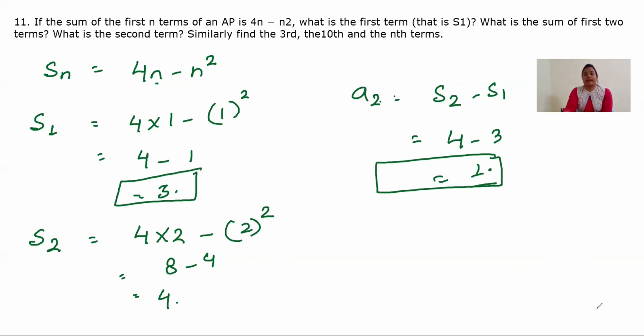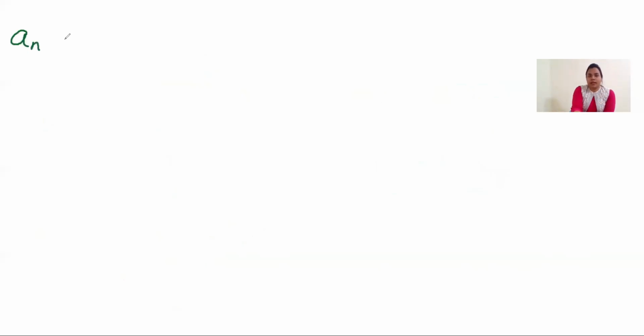Now we have to find nth term. So how can we find nth term? Same. An is equal to Sn minus Sn minus 1. We are doing this only. Sn means what? If I take 10, so it is S10. And what will be n minus 1? It is 9. So we are doing that only from that time.